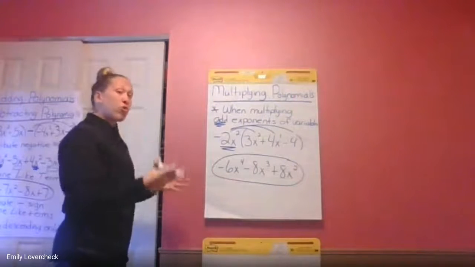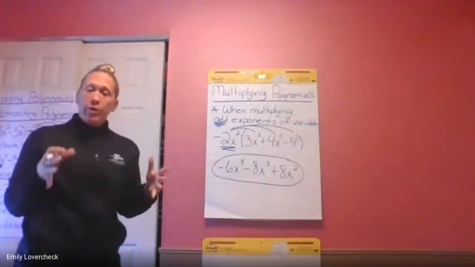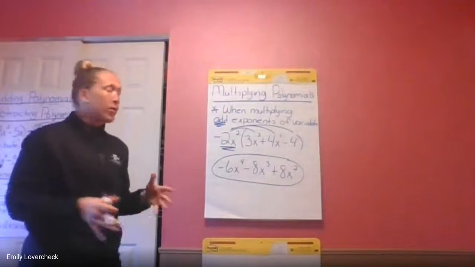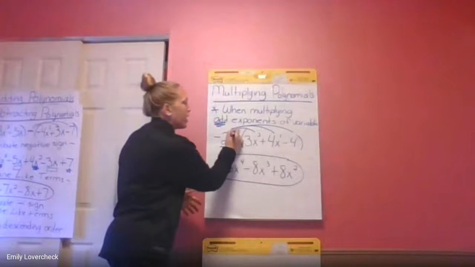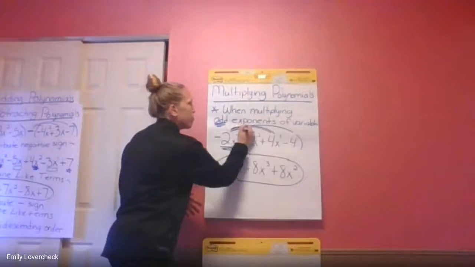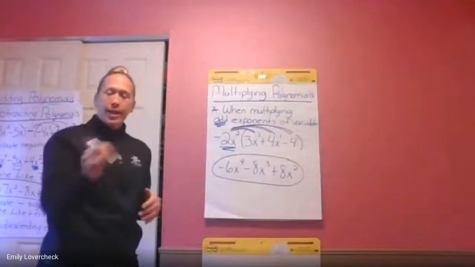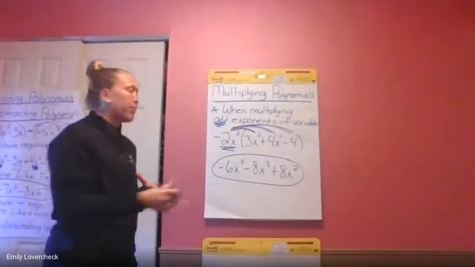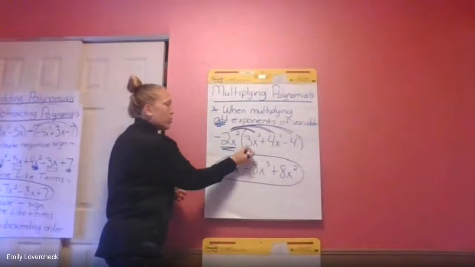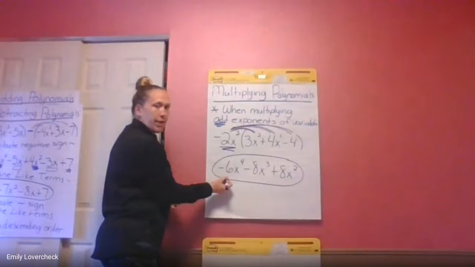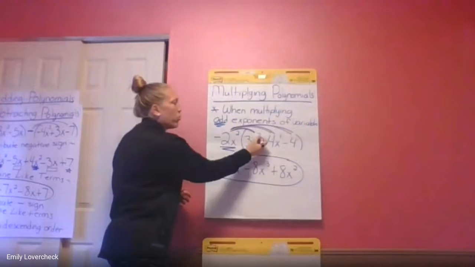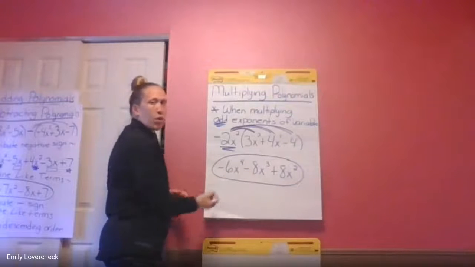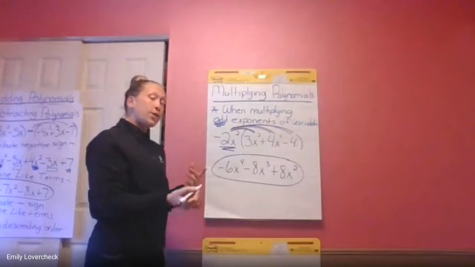If I'm going to distribute this through, and all we're doing today is just distributing the polynomials, I would take this negative 2x squared and multiply it to each term. I like to draw those lines there to remind me where I'm going. So I do negative 2 times 3, which is negative 6. x squared and x squared, so I add those: 2 plus 2 is x to the 4. Then I do my next term.